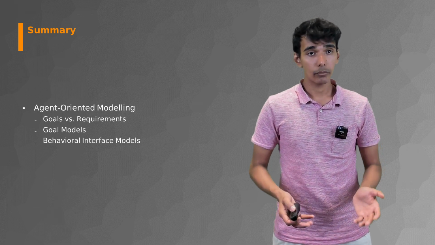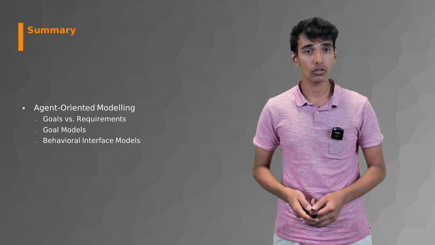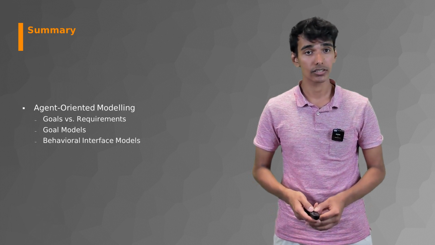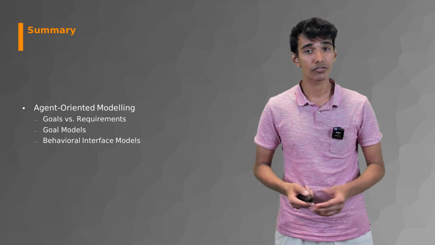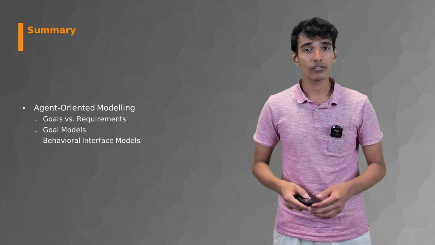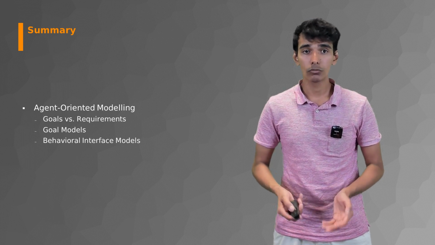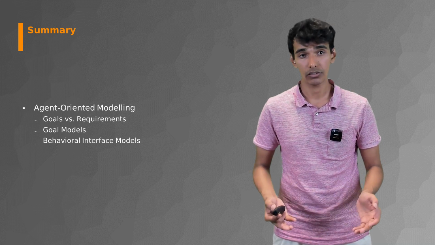After we talked about UML, we went into a very specific type of modeling called agent-oriented modeling, which is specifically from the Sterling and Taveter approach. We talked about the differences between goals and requirements within this context. And then we elucidated a little bit about goal models and behavioral interface models within the example of having an automated EV charging station.